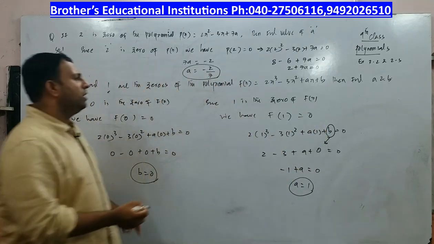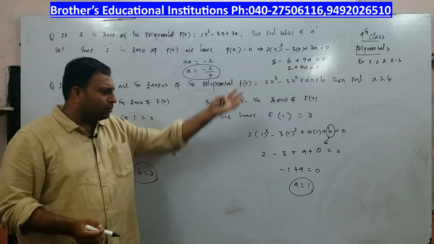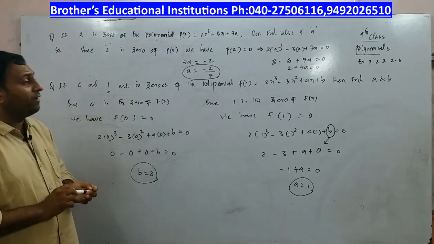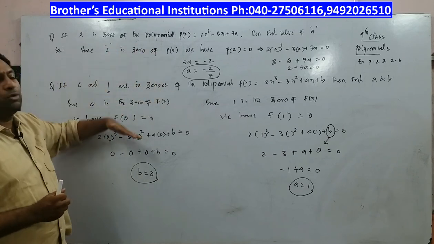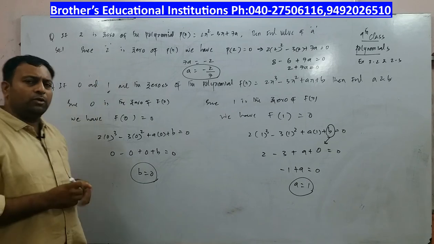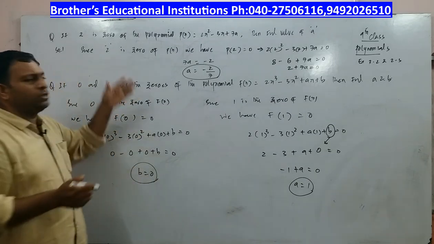That's how it is. So, how do you find the values of a and b? Two variables are given to you and two zeros are given to you. With the two conditions, you have found the values of a and b. So that is how you can do the problems related to finding zeros of a polynomial. Now you can pause the video and you can copy these questions.